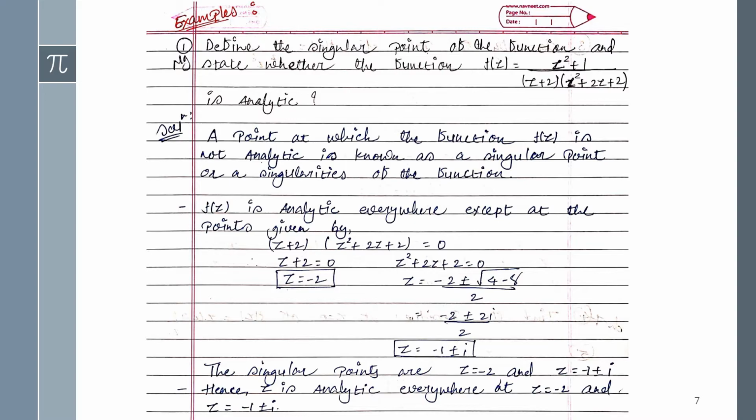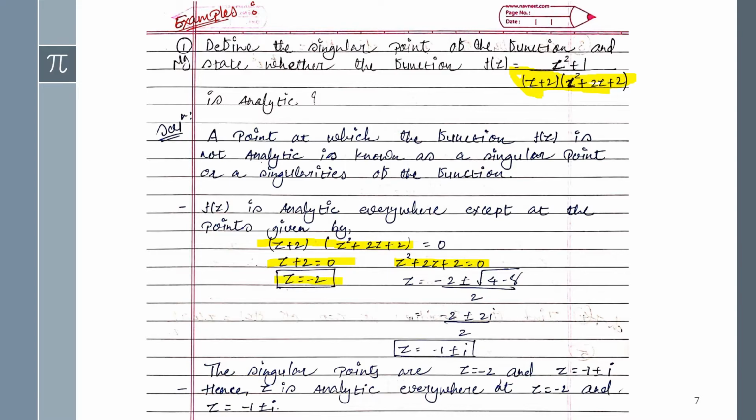Okay, so first of all you have to write the definition of the singular point. In the first part I have written its definition, and then, to find the singular points, you all know very well that you have to set the denominator equal to 0. So I am applying (z + 2)(z² + 2z + 2) = 0, so that you can find its singular points. Here we can write z + 2 = 0, and another, z² + 2z + 2 = 0.